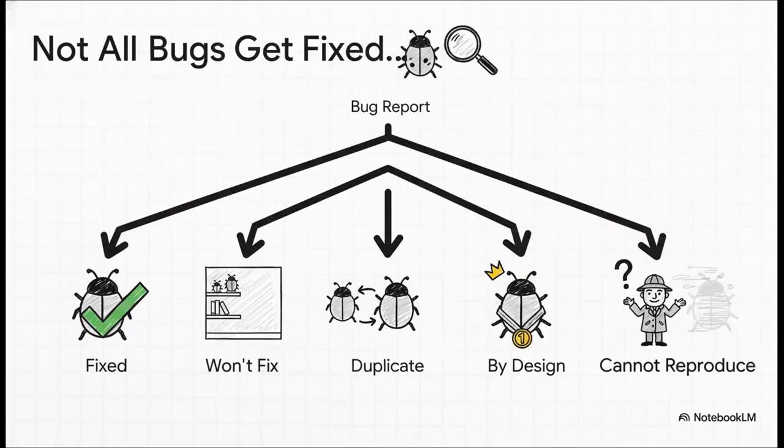But here's where the story gets a twist. Not every bug gets fixed. Sometimes a report is a duplicate. Someone else already found it. Sometimes the team just cannot reproduce it. It's like a ghost in the machine that disappeared. Then there's my favorite, by design, which is a very polite way of saying, that's not a bug, it's a feature. And sometimes a bug is just labeled won't fix because the time and money it would take to fix it just isn't worth it.